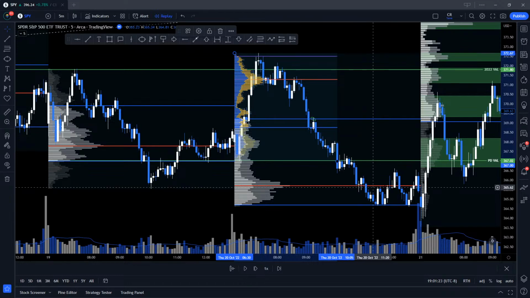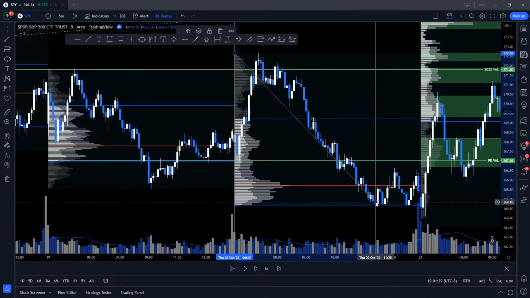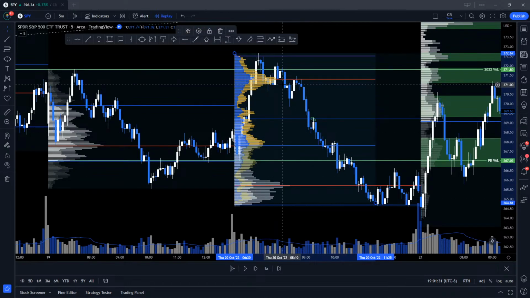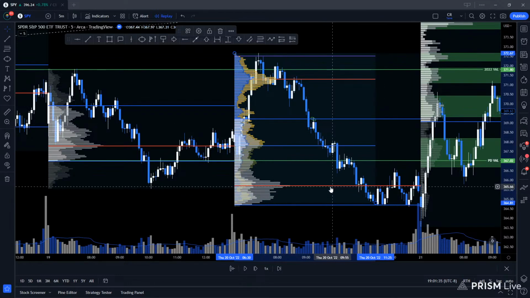So the POC didn't shift down here until the end of the day. Even if I bring this down to here, the POC is still going to be up here. It was all this trading at the end of the day that shifted the POC down here.